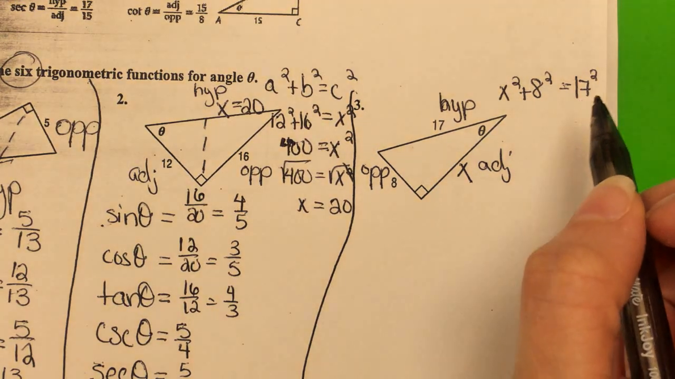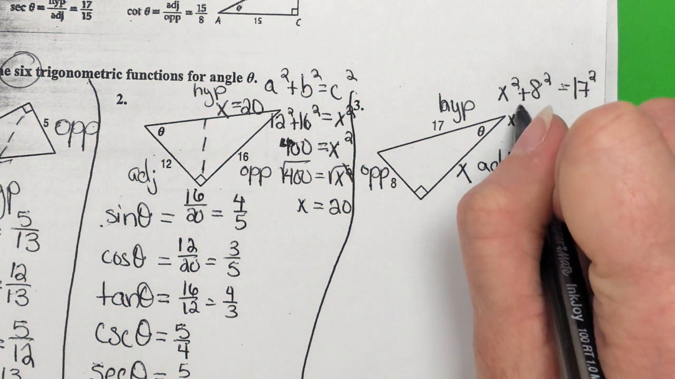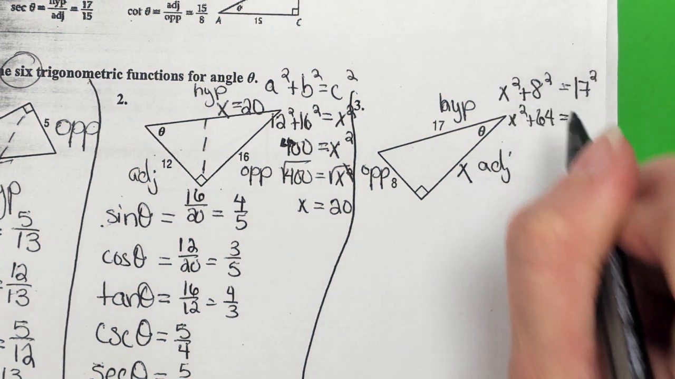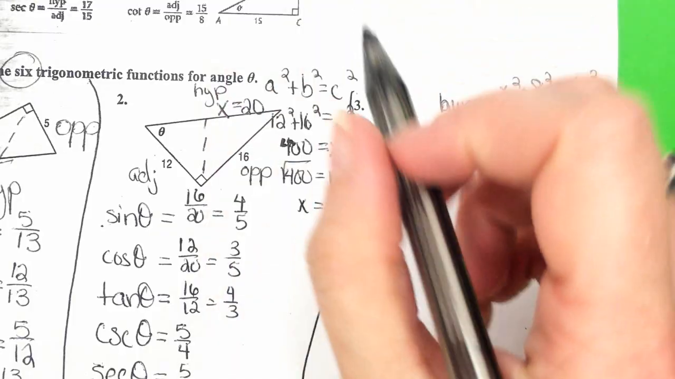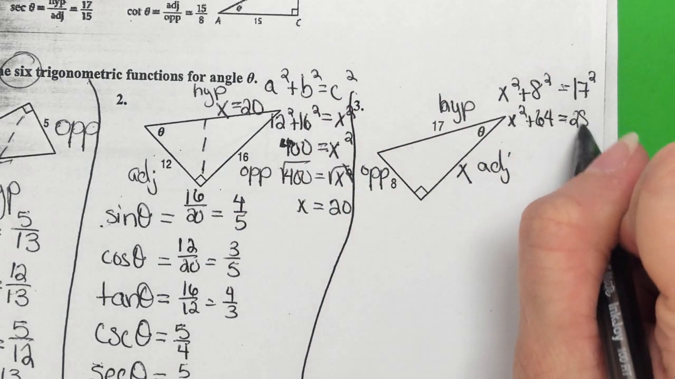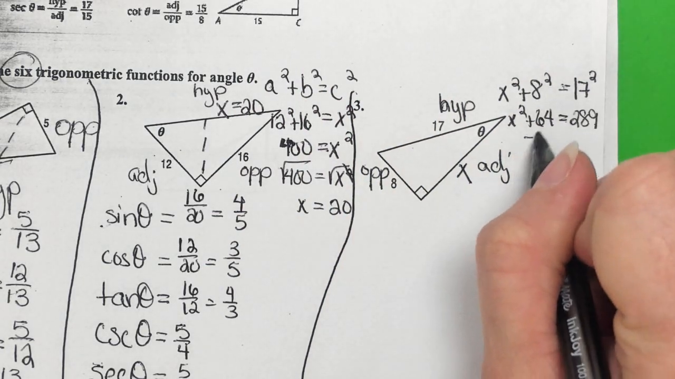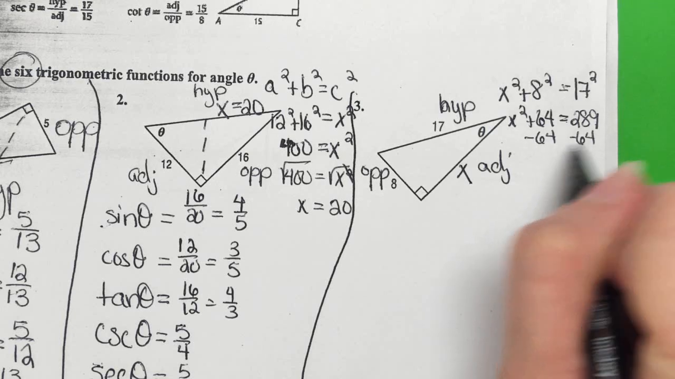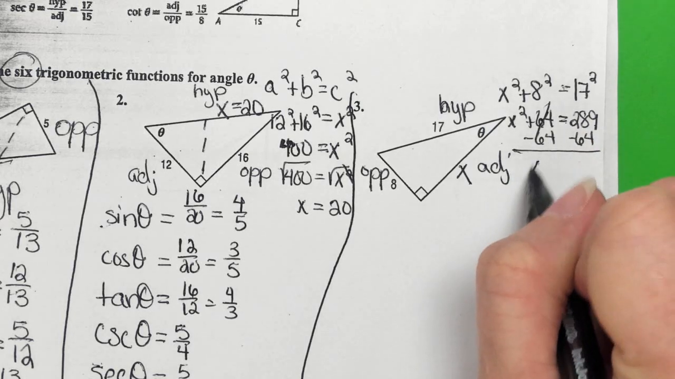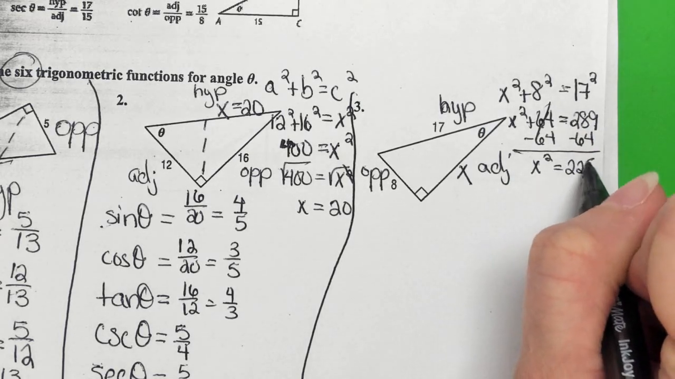Okay. All right, so let's see. That would be 64 equals 289, and then subtract 64, and x squared equals 225.